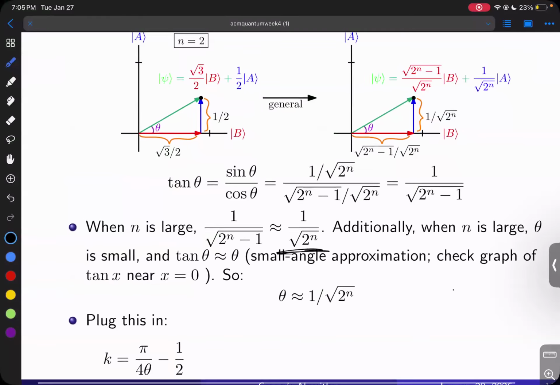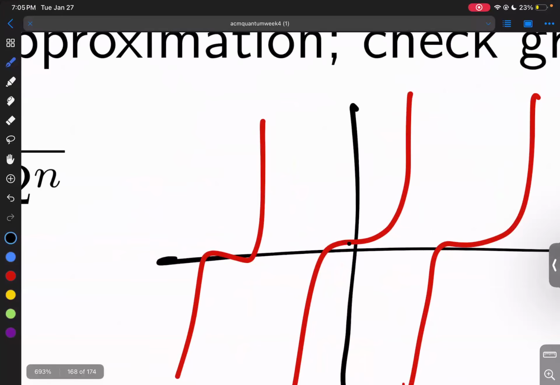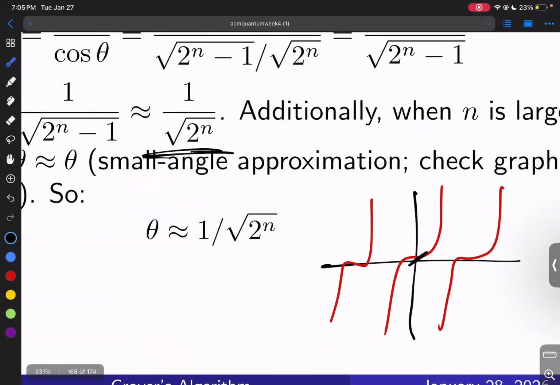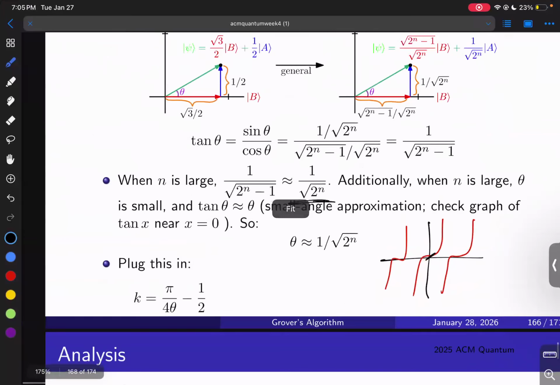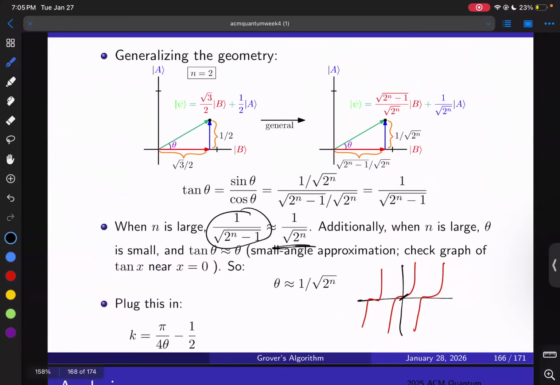So if you remember the graph of tangent theta, it's a bunch of asymptotes like this. And if you look at small values, it'll kind of look like a linear curve. I didn't draw it very well, but yeah. What can we say? Tangent theta is approximately theta, and 1 over root 2 to the n minus 1 is approximately that. So theta is approximately 1 over root 2 to the n. Does that make sense? That's just expressing theta in terms of n using some approximations.